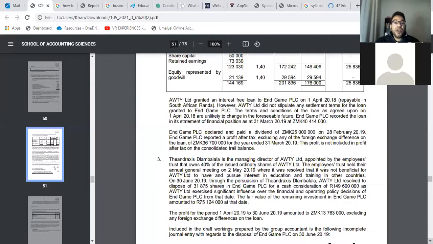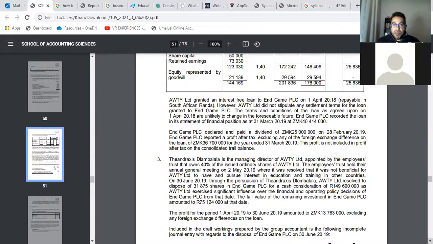So therefore, that profit is not 100% correct, because we still need to bring into account that foreign exchange adjustment to their profit or loss amount. But I'll reiterate when I do the calculation. This is going to be an important aspect to take note of.